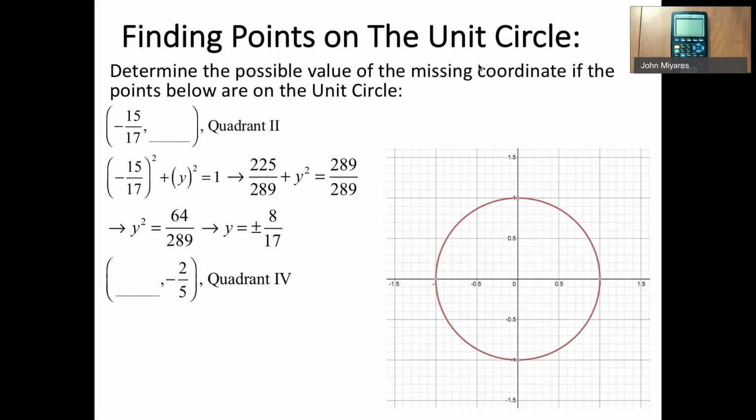Now, we don't have our final answer yet. The decision on whether we want to use the plus or the minus will be dependent upon what quadrant the point lies in. In the first example, we want the point to be in quadrant 2. And in quadrant 2, the y values are always positive. So what we'll have here is y must be positive 8/17.